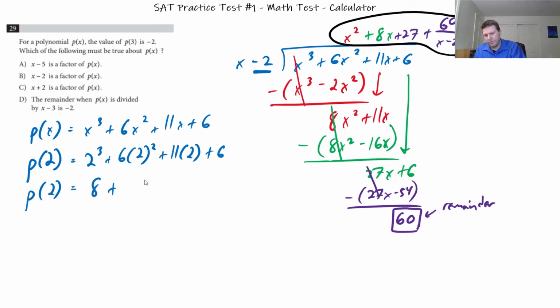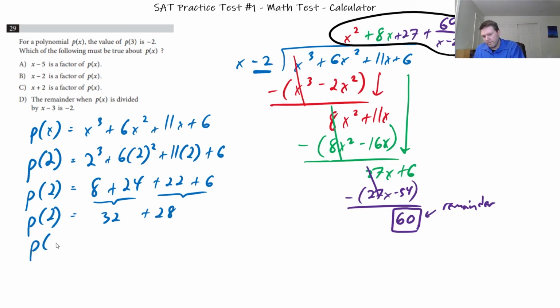So 8 plus 2 squared is 4 times 6, 24. 11 times 2 is 22. And then I'm just going to sort of pair these up. 32 plus 28. P of 2 is 60, which is the same as the remainder.